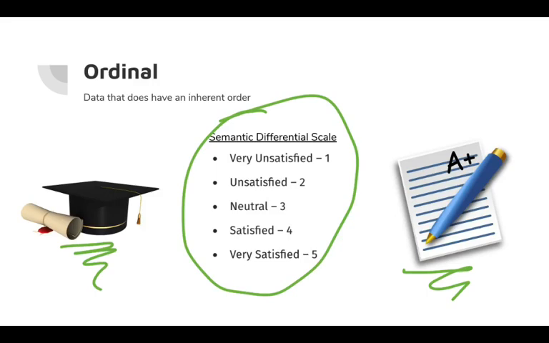So you have nominal data, you have ordinal data. They're both primarily categorical types of data. One of them has order and the other does not.